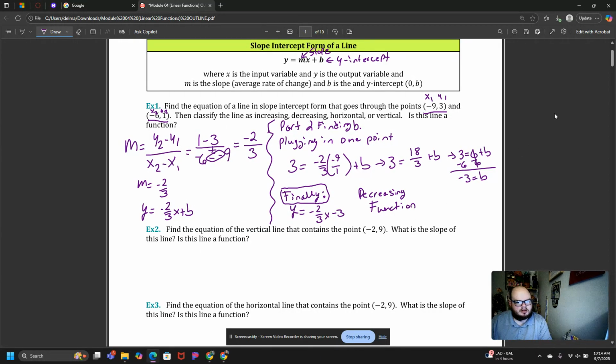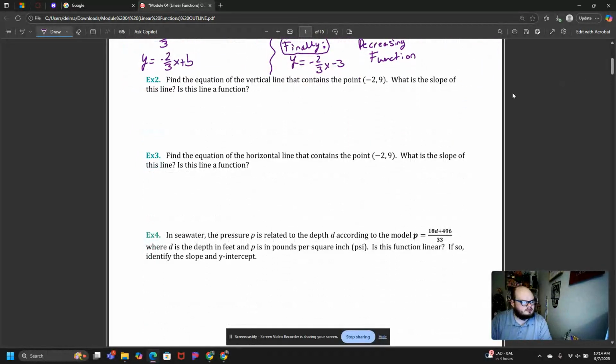Then if we scroll down to example 2, find the equation of the vertical line that contains the point (-2, 9). That's important. It says vertical line. Vertical lines are like this. Vertical lines do not have a slope, or in other words, we say that it has undefined slope.